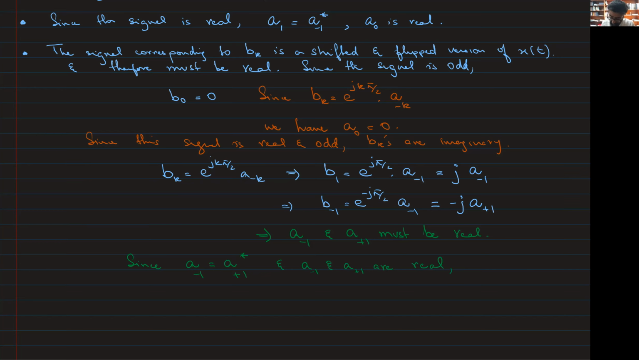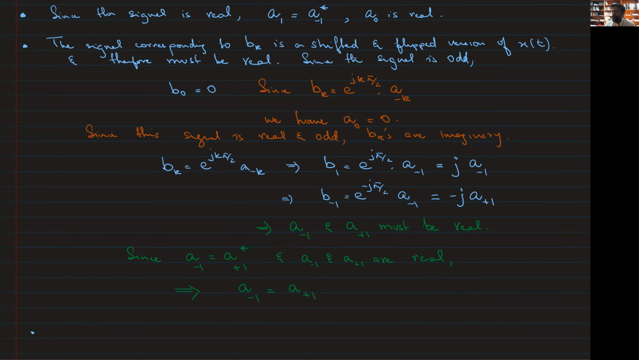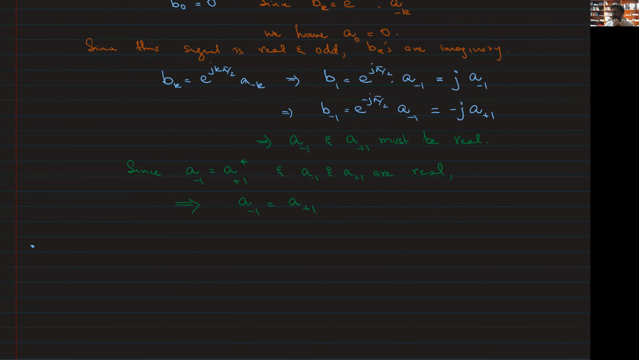What can I say about A minus 1 and A plus 1? Right? If A plus 1 is real, what is the conjugate of that? The conjugate of a real number is the same real number. So from here I can conclude that A minus 1 equals A plus 1, right? Both of them are the same. Right, excellent.